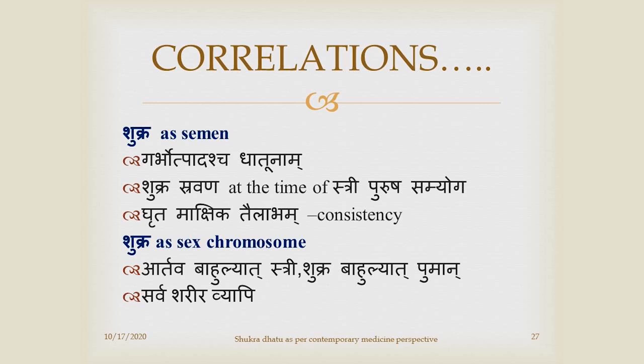And it can also be viewed as a sex chromosome, because it is said that Artava Bahulyat Stri, Shukra Bahulyat Puman. Whenever there is a predominance of Artava in the garbha, it will result in female, and if there is a predominance of Shukra in a fetus, male progeny will be developed. You all know that the sex chromosomes, that is X and Y chromosomes, determine the gender. Since Acharya is explaining Artava and Shukra in gender determination, we can also correlate the sex chromosomes to the Shukra. And it is said that Shukra is Sarva Shareera Vyapi, like the sex chromosomes which are seen in each and every cell. So these are the possible points by which you can correlate Shukra to sex chromosomes too.